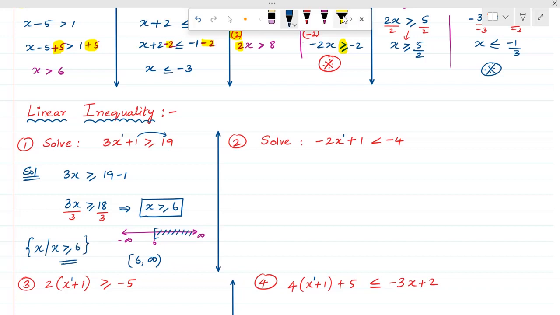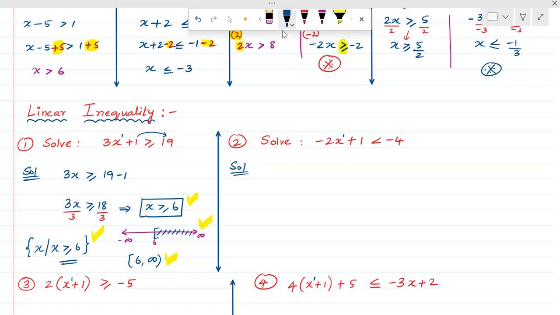Suppose the question is asking to graph, stop here. Or if it says solve, stop here. And if it is asking to solve and write it in interval notation, you have to write it this way. If it is asking to solve and write the solution in set builder notation, you have to write it this one. So all the things we have covered in the one problem. Now let us solve the next one.